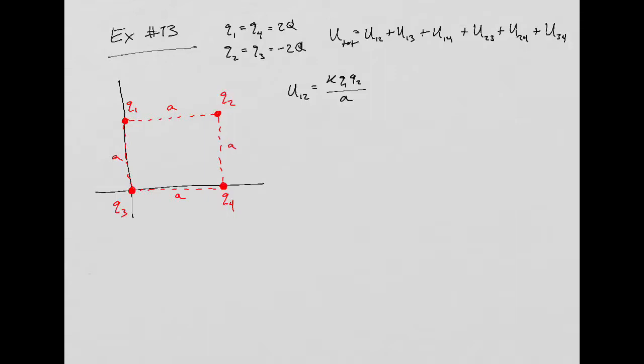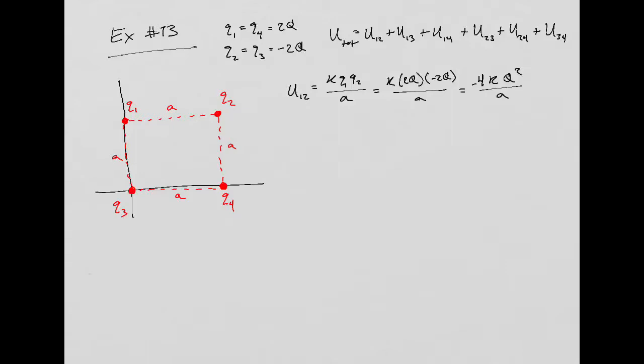Now, we know what Q1 and Q2 are. Q1 is 2Q, and Q2 is minus 2Q. So if we plug those in here, we get K, 2Q, minus 2Q, all over A. And so just multiplying this all out, minus 4 K, big Q squared, all over A. Now, potential energy can be negative. It can be both negative and positive.